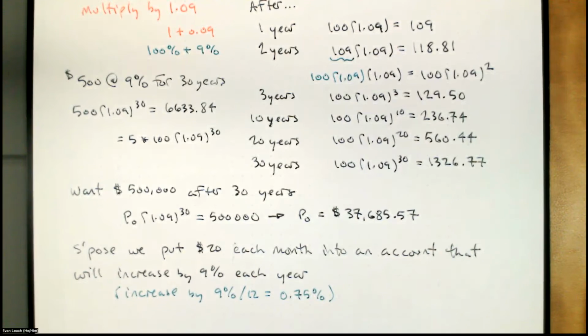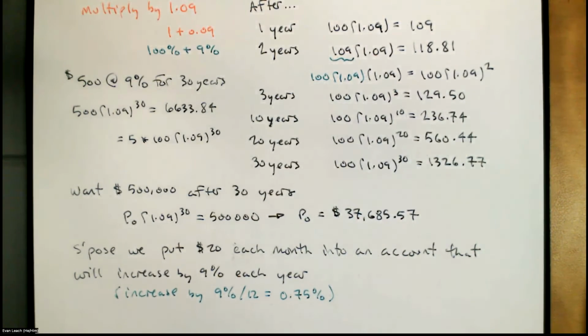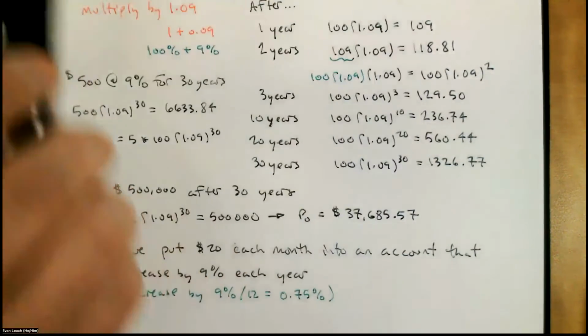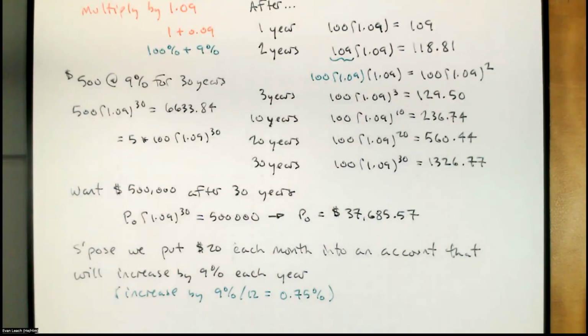We're just creating a model to get some ideas. It's not important whether this is how it works or how it doesn't. We're just trying to get an idea. 9 divided by 12 is 0.75. So we'll be increasing by 0.75% per month, right? 9 divided by 12 is 0.75. It's in percent.